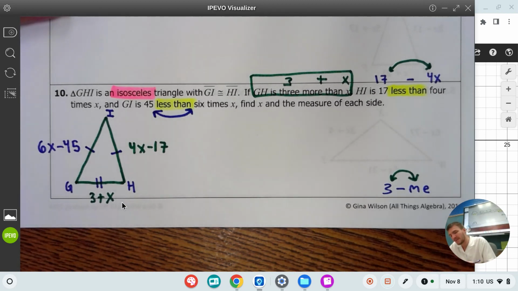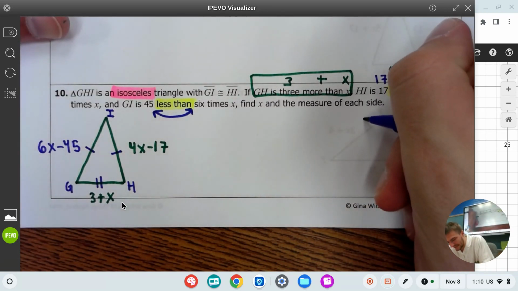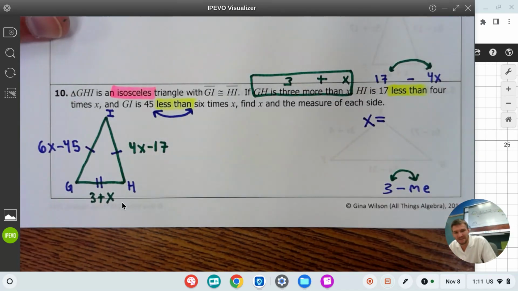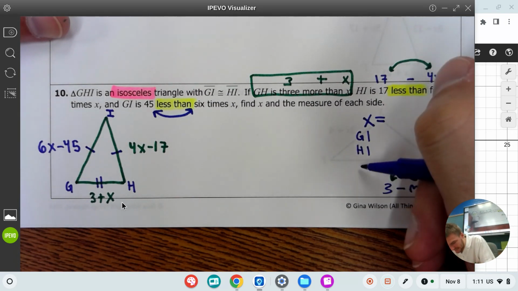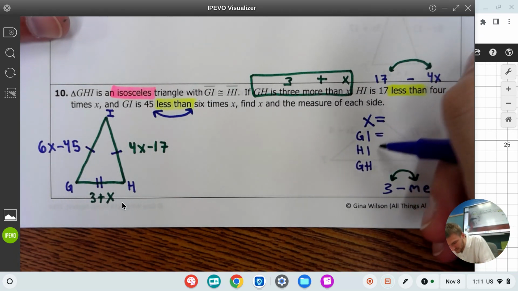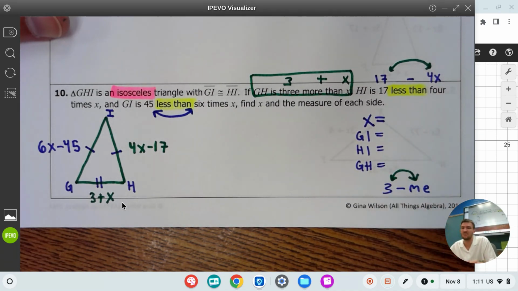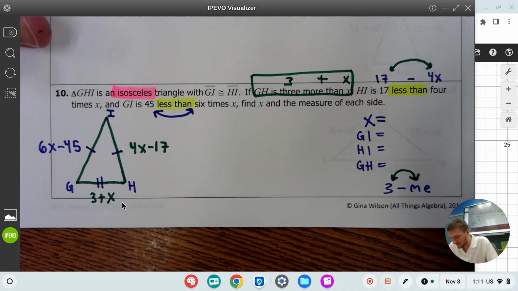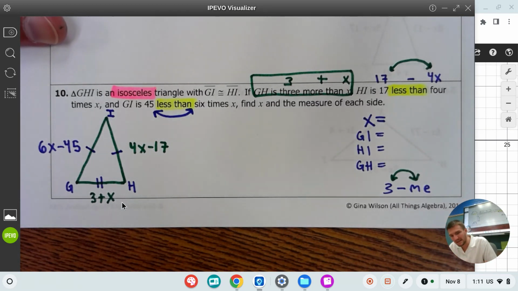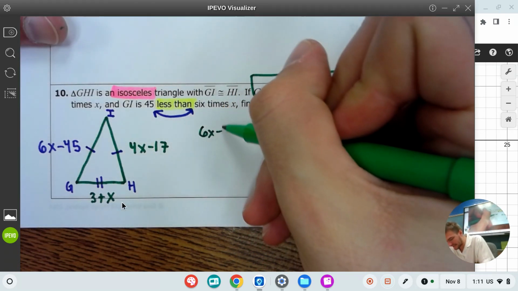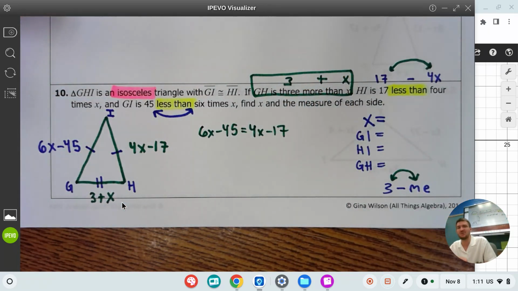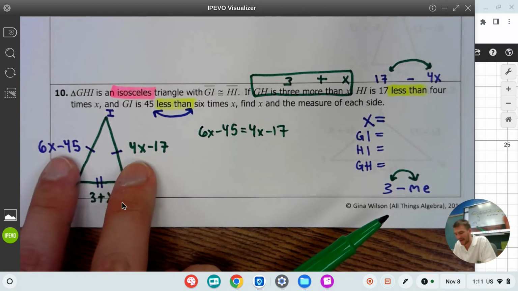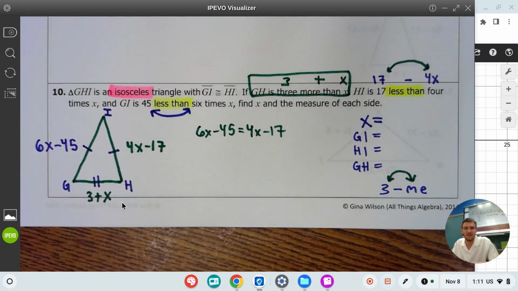Okay, now we can finish this question. We're going to go quickly. It says find x, find the measure of each side, okay? So that is GI, HI, and GH. Obviously, if yours are in different orders, that's okay. If yours have the different letter order, that's okay. We need to come up with an equation, and it's very specific. It has to be 6x minus 45 equals 4x minus 17. We have to choose the equal sides that are isosceles. We have to choose these two. We set them up. We type it in.